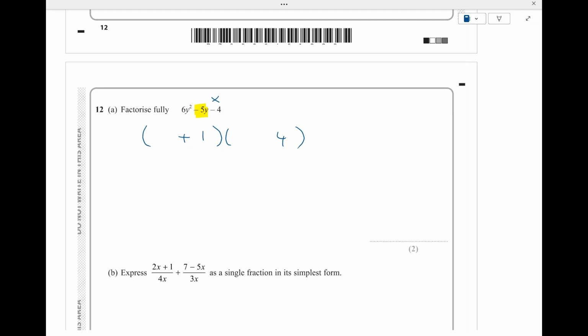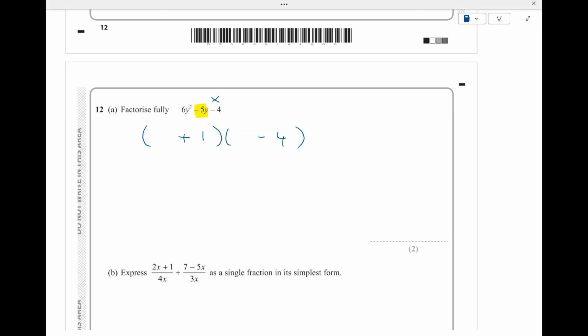Now, if I do 2 and 3, I'm struggling a bit here. 2 and 3, that's not going to work. 6 and 1, that's not going to work. Perhaps I'll have to do it by splitting the y's. Feeling the pressure now with you lot watching.